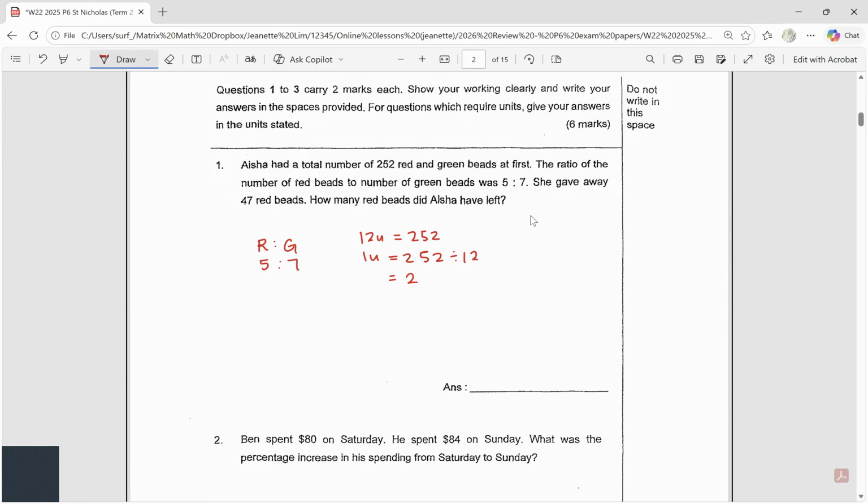This is 21. So since they are talking about the red beads, right? So I find the number of red beads first, which is 5 units. So 5 times 21, 105. Then we remove the 47 that she gave away to get the red beads that's left, which is 58.